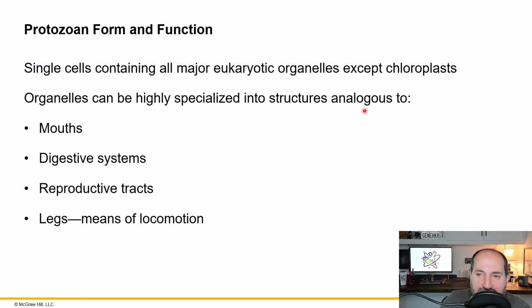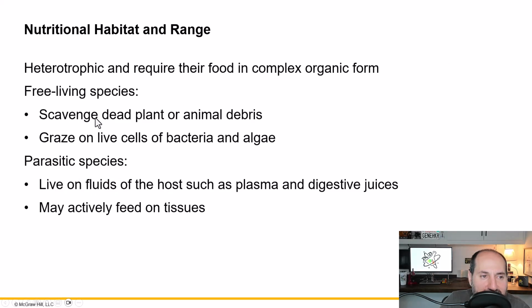They can have structures analogous to mouths, digestive systems, reproductive tracts, or even legs. There are free living species and parasitic species, but overall they are heterotrophic, which means they require their food in complex organic form. So they can't make their own energy, right? They can't photosynthesize.